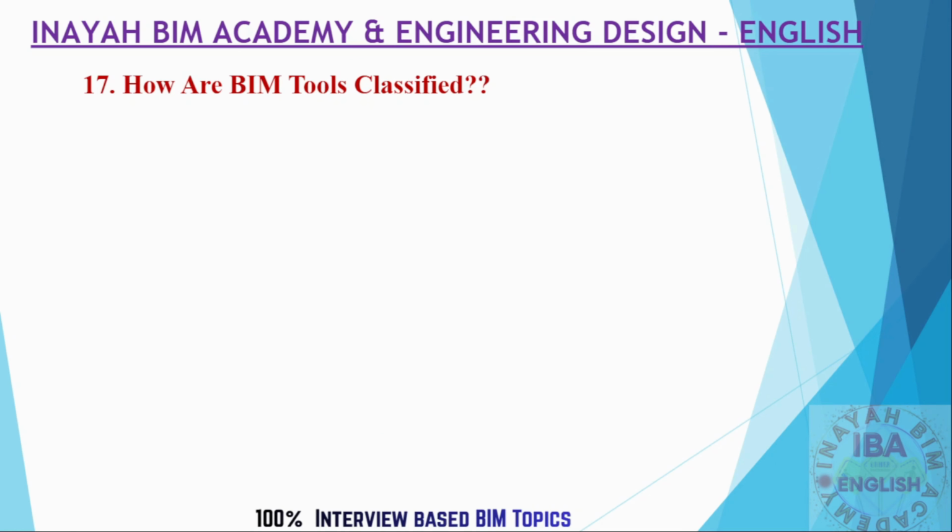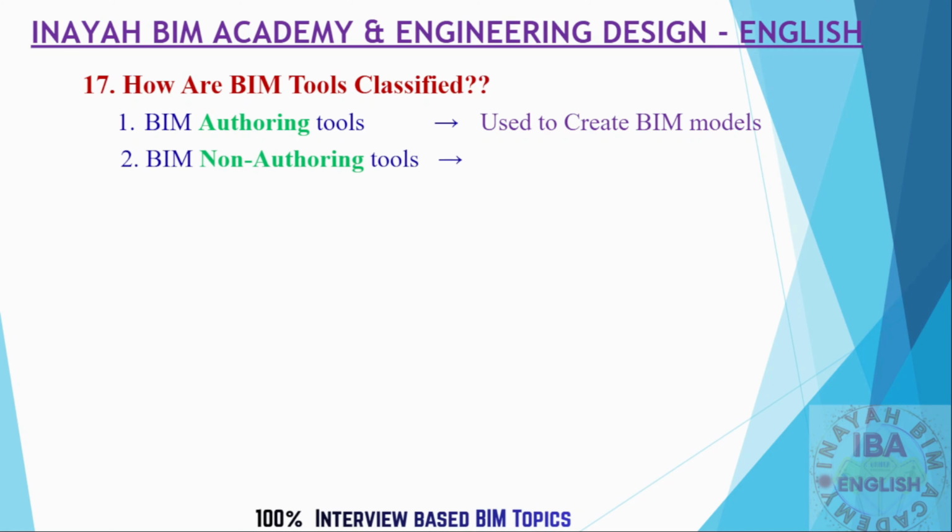So how are BIM tools classified? This is question number 17. BIM tools are mainly classified into two. One is BIM authoring tool, which is capable of creating BIM models, 3D intelligent models. And another one is BIM non-authoring tool, which is mainly used for viewing purpose and coordination. So these are the two: BIM authoring tool and BIM non-authoring tool.